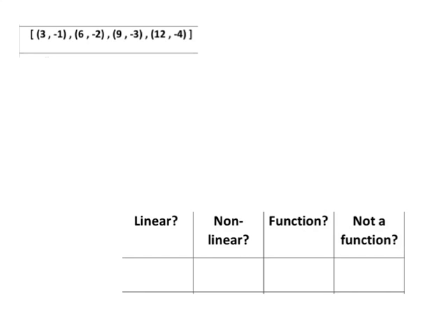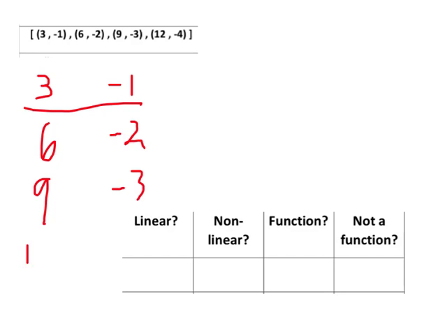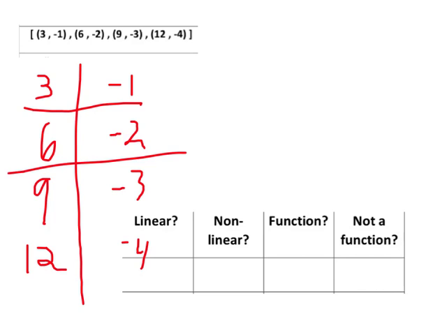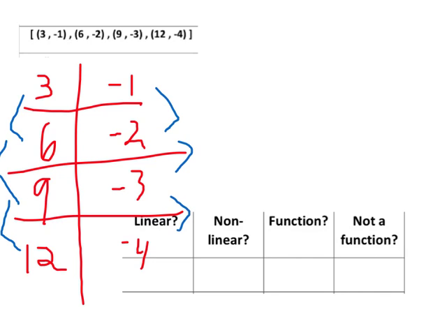For the next one, again, we need to start by writing our points in a table. So we'll have 3, -1, 6, -2, 9, -3, and 12, -4. Answer the questions. Is this linear, and is it a function? You'll notice right away that our x's follow a pattern, 3, 6, 9, 12, and then our y's follow a pattern as well, which means that this is increasing at a constant rate.